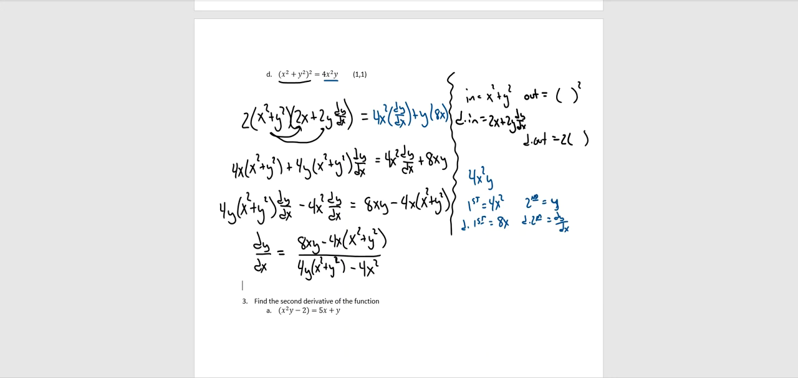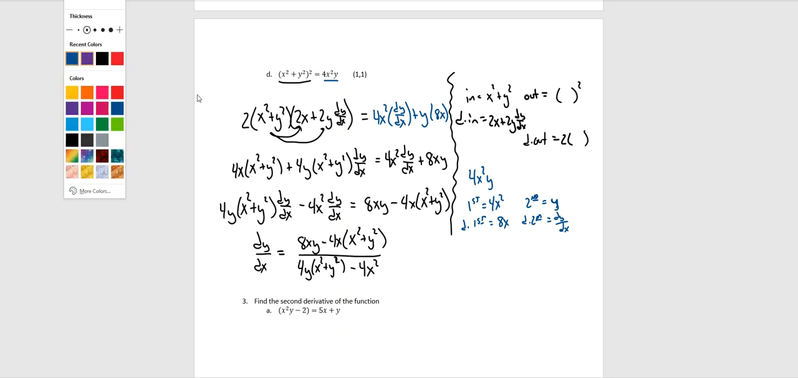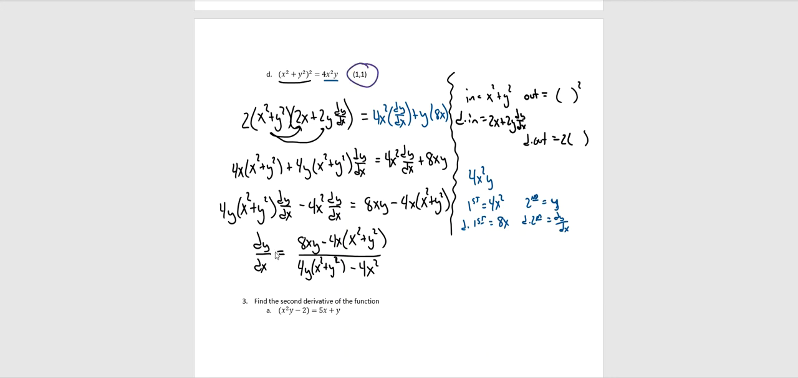Now we want to evaluate at 1, 1. So everywhere there's an x or a y, put a 1. That's 8 times 1 minus 4 times 1 times 1 squared plus 1 squared, all over 4 times 1 times 1 squared plus 1 squared minus 4 times 1 squared. 1 squared and 1 squared. 1 squared is 1. 1 and 1 is 2. 2 times... Are you serious?